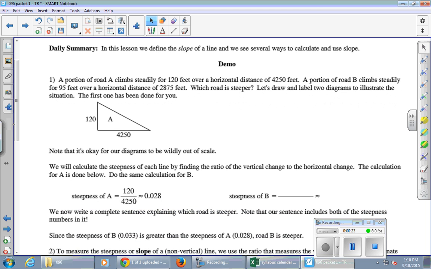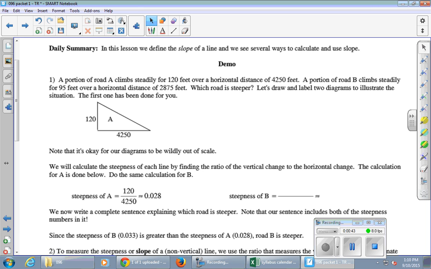Number one. A portion of road A climbs steadily for 120 feet over a horizontal distance of 4,250 feet. A portion of road B climbs steadily for 95 feet over a horizontal distance of 2,875 feet. Which road is steeper? That is the question we are going to answer. Which of those two roads is steeper?